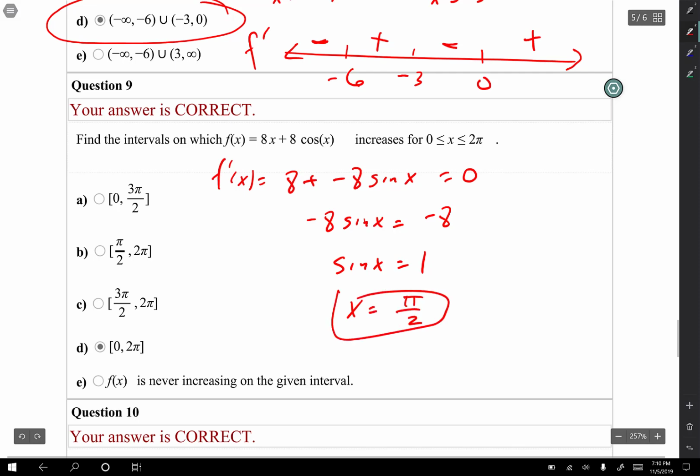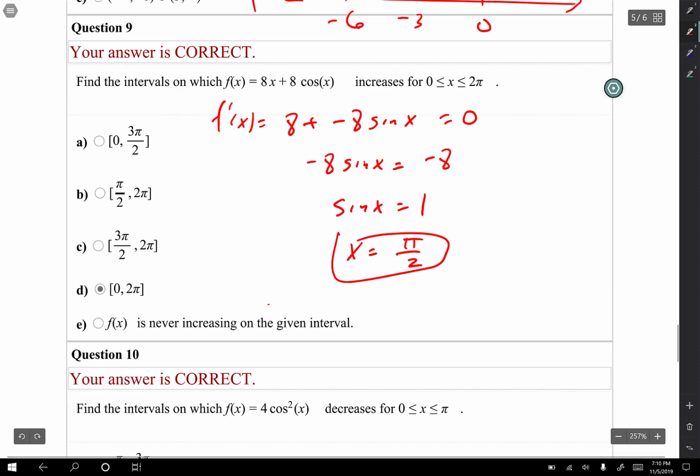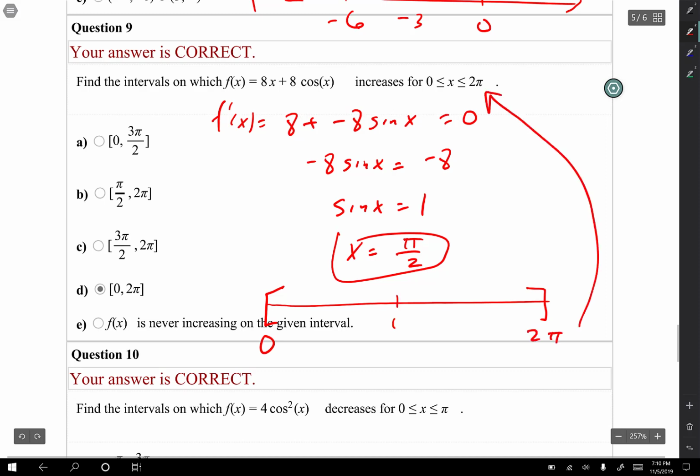So now that I know that x is pi over 2, here's my critical line. Actually, it starts at 0 and ends at 2 pi because it's a closed interval. And I'm going to put a pi over 2. If I plug in a number between 0 and pi over 2, like pi over 4, I'm going to get 8 minus 8 square root of 2 over 2, 8 minus 4 square root of 2. 4 square root of 2 is smaller than 8, so this will be a positive number, so I see plus.